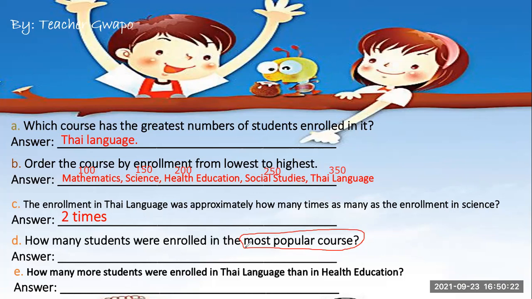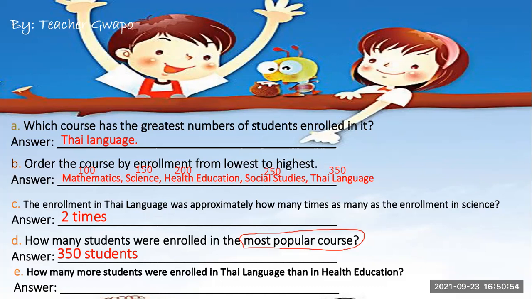Now the question here is how many students were enrolled in Thai language, the most popular course, because Thai language is the most popular course. Now here in letter D, there are how many students? In here, there are 350 students. There are 350 students enrolled in the most popular course, which is Thai language.